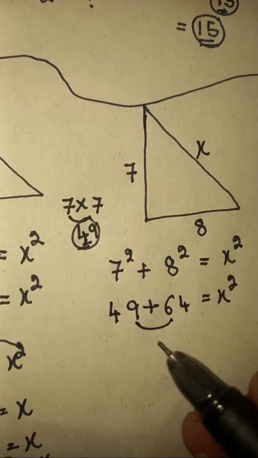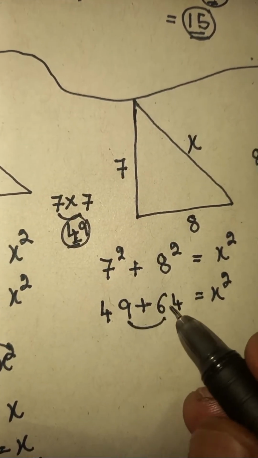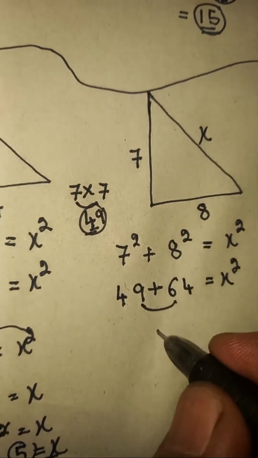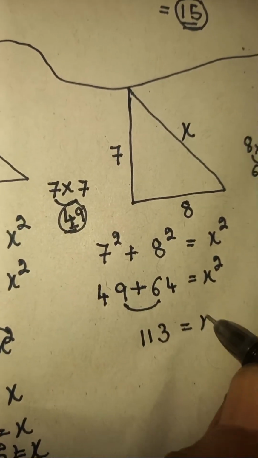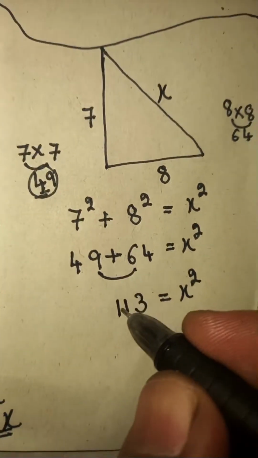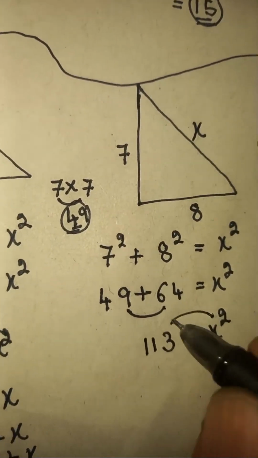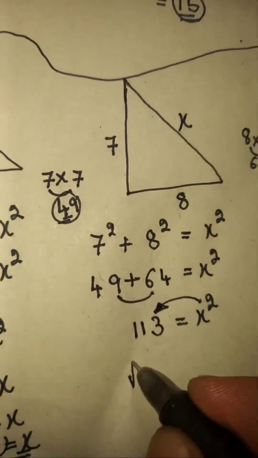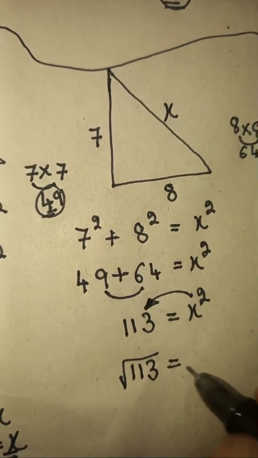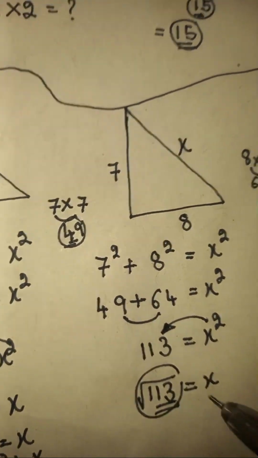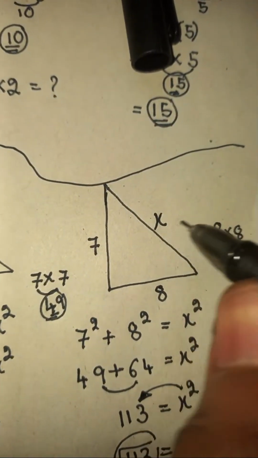49 plus 64, 50 plus 64 is 114, so it becomes 113 equals x square. 113, there is no perfect square. When this square moves to this side, it becomes root of 113 equals x. That root of 113 is the value of this hypotenuse. Let's take one more problem.